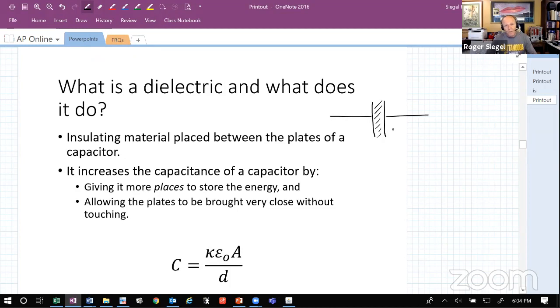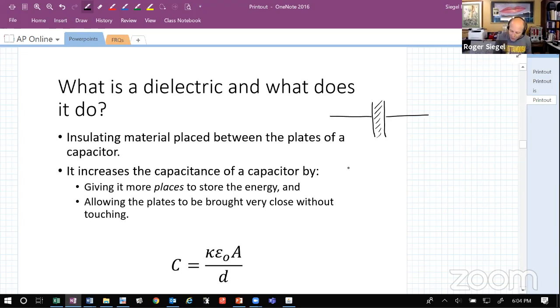Now, what does it do? Well, it increases the capacitance. That's what it does. And how does it do it? There's two ways. One way is it actually creates more places for energy to be stored, and that'll make sense in a minute. And the other way is it allows the plates to be brought very close together without touching.